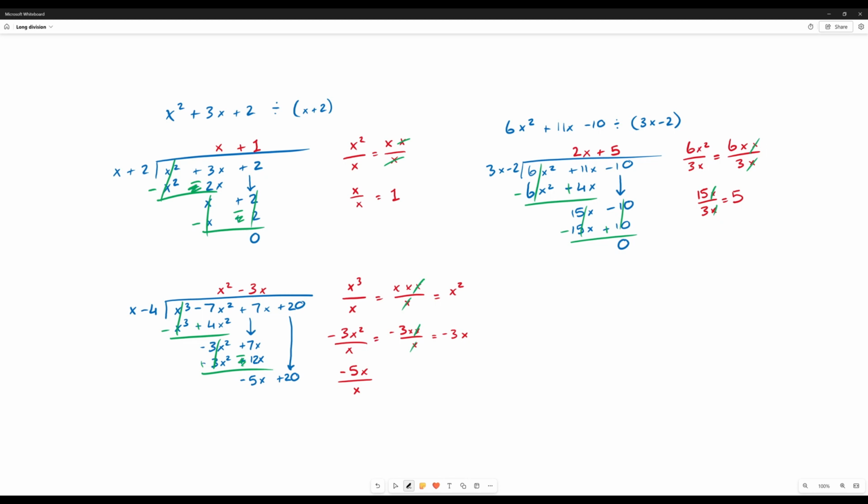Minus 5x divided by x is just minus 5. So you can slap him in up here. Again, I'm keeping all my numbers in similar fashion, similar row, similar column, sorry. Then minus 5 times x is minus 5x.